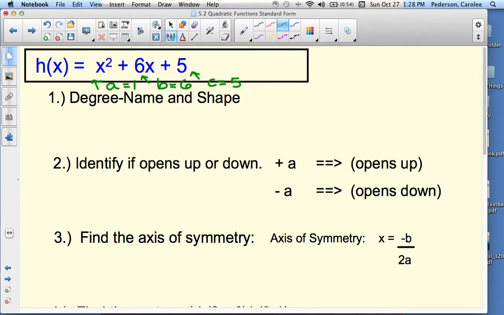So let's identify a few pieces of this quadratic function. Let's talk about the degree. The highest order polynomial piece is an x squared term. So we say the degree is 2. Every polynomial that has a degree of 2, its name is called a quadratic function.